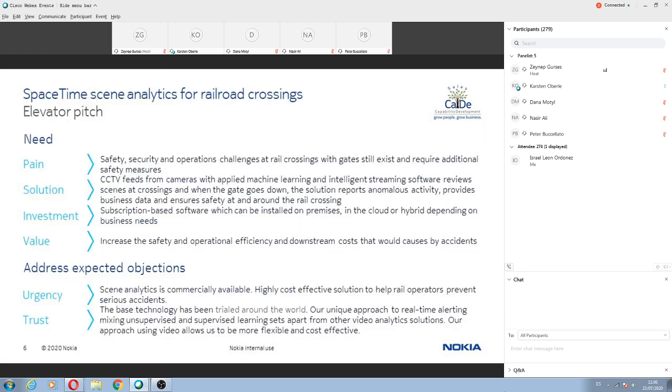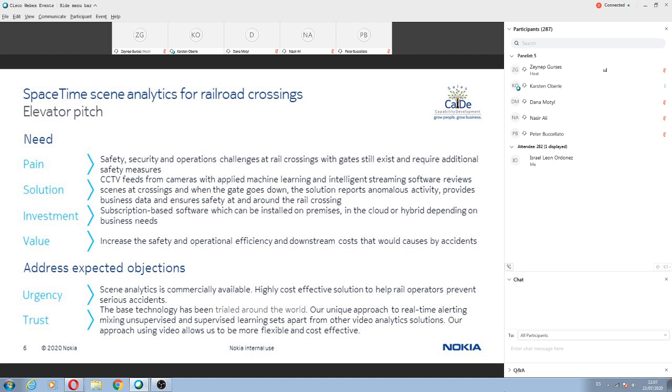So when we look at the one-slider elevator pitch for this solution about railway crossing safety, I don't think we need to talk about whether there is a pain. I guess every one of you knows that wherever you are in the world, there are still accidents happening where people are injured at rail crossings or even killed in whatever country. It's everywhere, and it's still an issue.